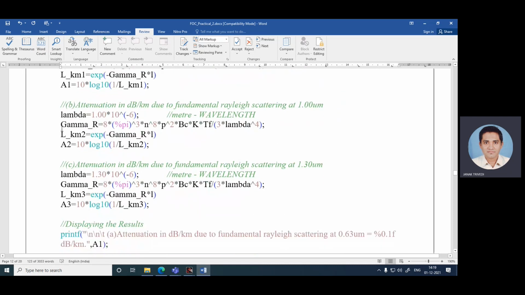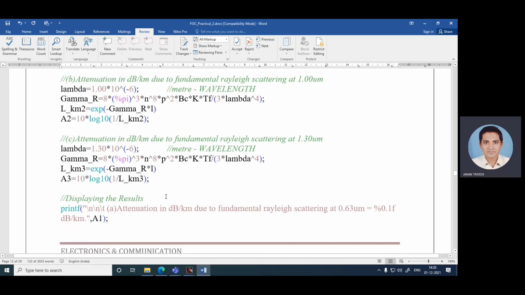Now the third is the same, just the value of the operating wavelength is different. So attenuation in dB per kilometer due to fundamental wave scattering at 1.30 micrometer. Lambda is equal to 1.30 × 10^-6 meter wavelength. Gamma R equal to 8 pi cubed n raised to 8 p squared beta c KTF divided by 3 lambda to the 4. L in kilometer is exponential of minus gamma R L. A3 is equal to 10 log 10 of 1 upon L in kilometer. And finally displaying the result for the 3 optical wavelengths.